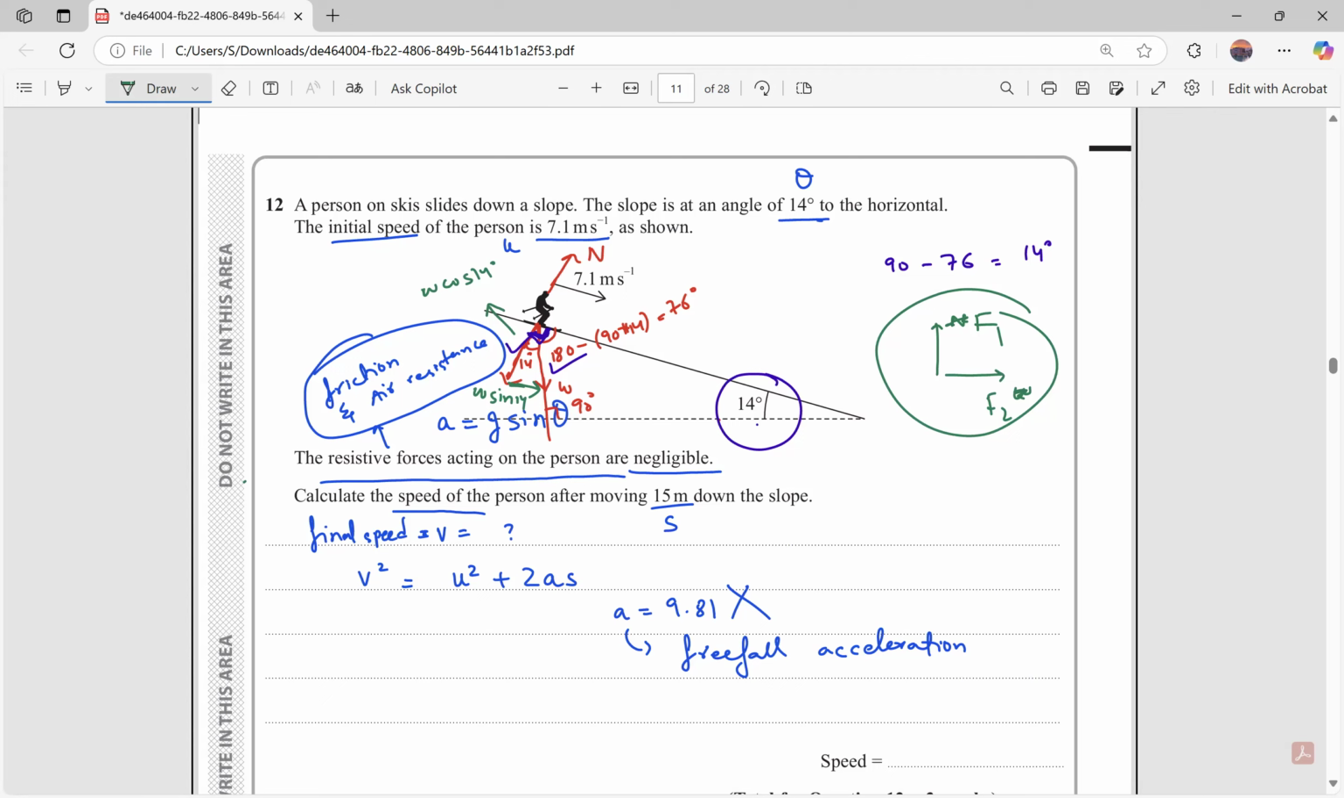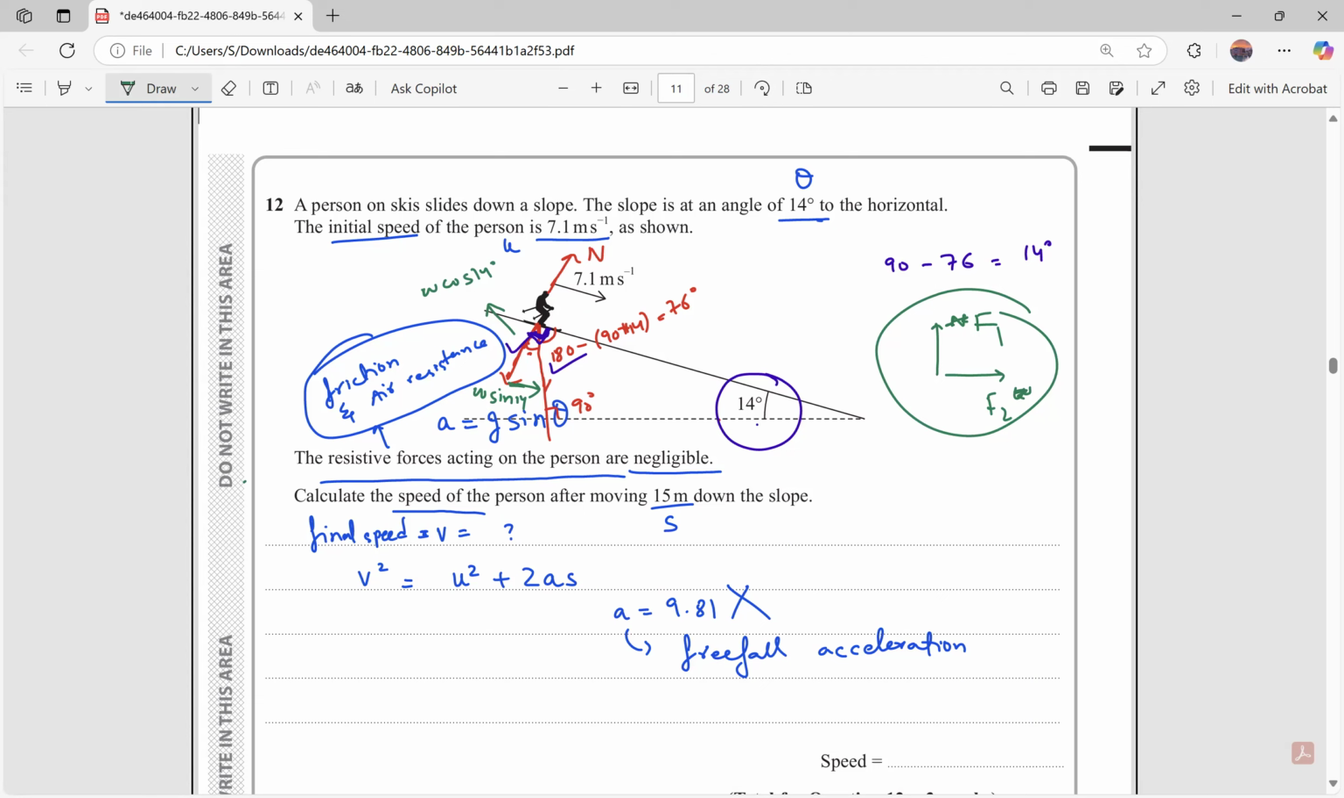If you draw it perfectly horizontal, that would be wrong. Why? Because weight sine theta here is actually pulling the skier down. Whenever somebody is moving on a slope, the force that causes them to move down the slope is weight sine theta. So if you draw weight sine theta like this, you're actually saying there is a force acting like this, which would be wrong. So that's why it's important to draw it in the right way, parallel to the slope.